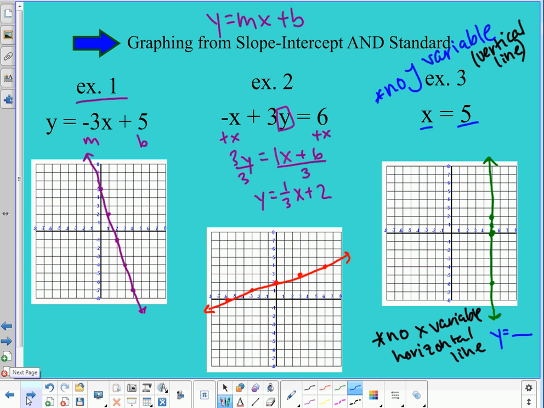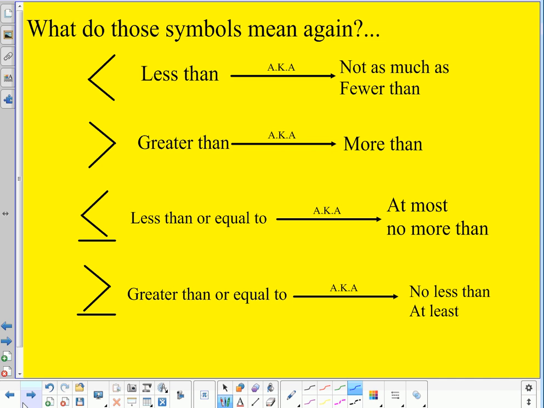Now here's why inequalities are different. So we looked at solving inequalities with one variable. We talked about all of these symbols. Now this page isn't on your notes. It was on your notes a few days ago, but this is just a reminder of what these 4 symbols mean. You've got less than, greater than, less than or equal to, greater than or equal to.